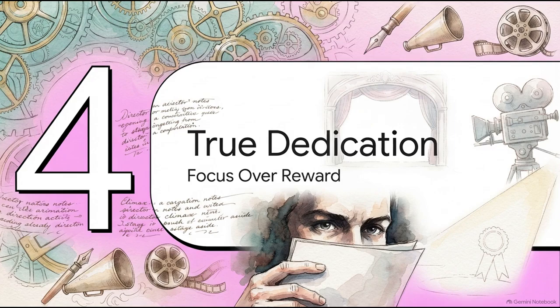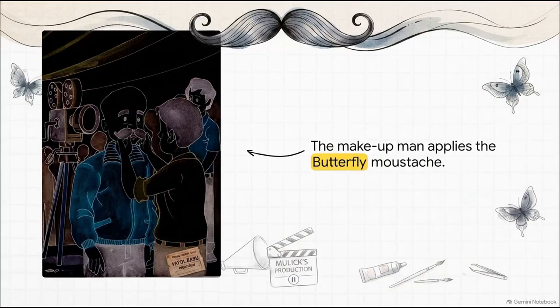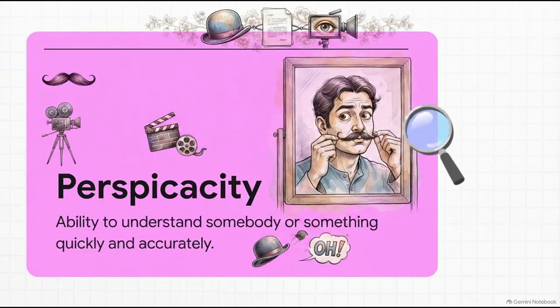Section 4, true dedication over financial reward, the climax. Right as they are about to shoot, the famous director, Baron Mullick, pauses the whole production. He decides the pedestrian needs a mustache to be a bit more visually interesting and calls for a butterfly-style mustache to be glued right onto Patol Babu's face at the last second.